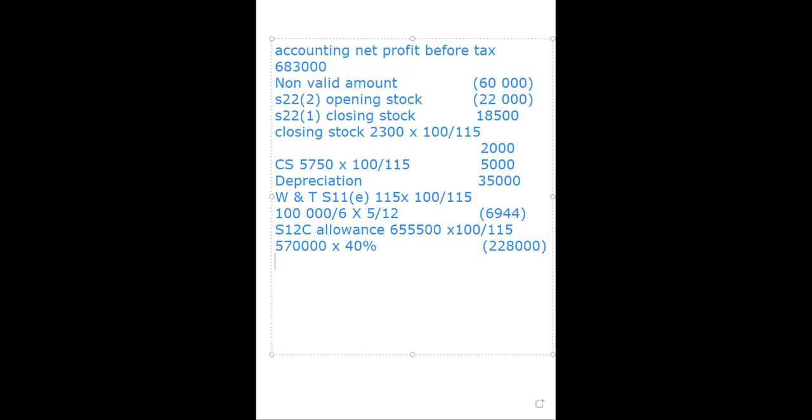So let's move on to the question. On 1st April 2018, Kaveshan decided to buy laptops for all administrative staff. Okay, administrative staff, so you know there's going to be a section 11E allowance here. So he bought 4 new laptops for 86,250 rand, and all 4 laptops were brought into use on 1st April 2018.